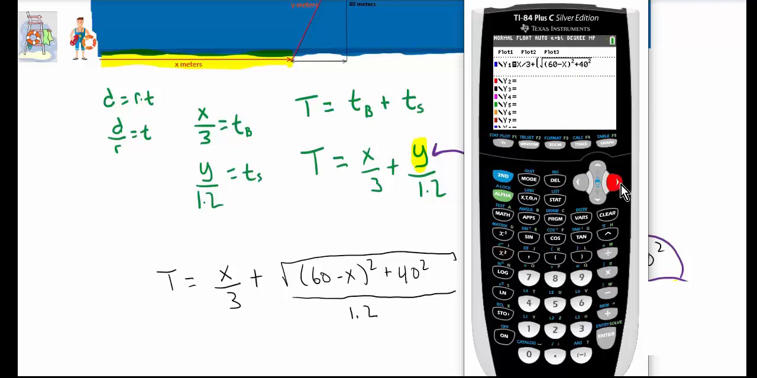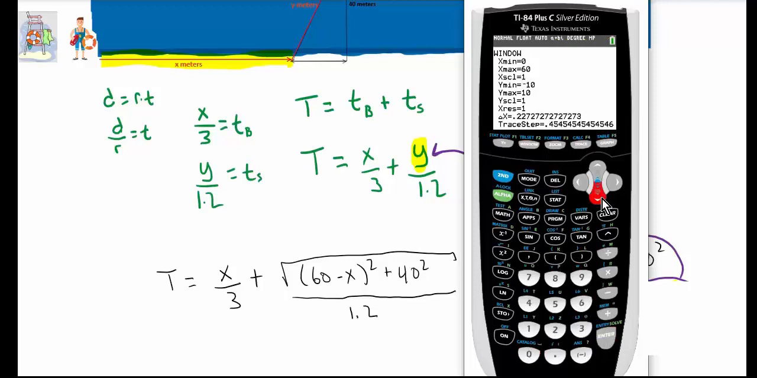Now that I'm done typing in the numerator of the second fraction, I'm going to press right arrow to get out of that radical and type divide by 1.2, and then I need to set up my window. To set up the window, you have to realize that x represents the distance the lifeguard runs along the beach. Since the horizontal distance to the swimmer was 60 meters, I'm going to say that x can be between 0 and 60 meters.